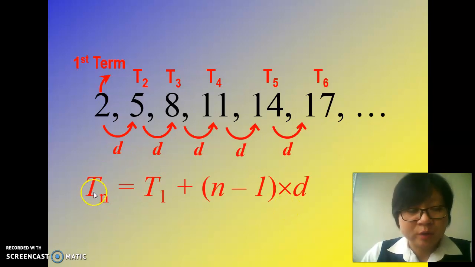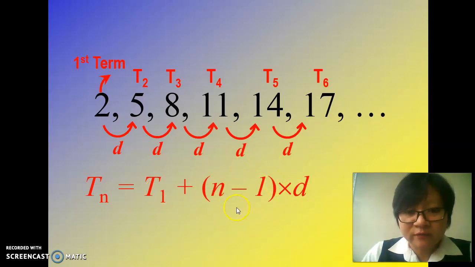And then this is the formula. Tn is for the nth term, and then T1 is the first term. n is the position number. Subtract 1 from the n, and then multiply by d. Where is this formula coming from? This formula is coming from the understanding that to find the next term, you need to multiply the d and then add to the first term.